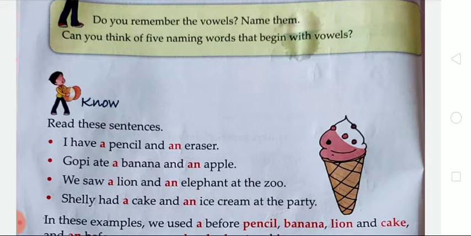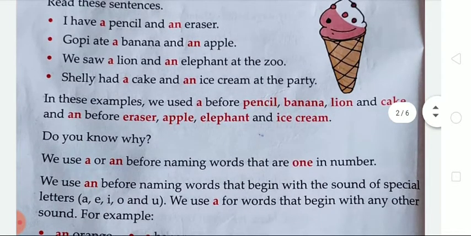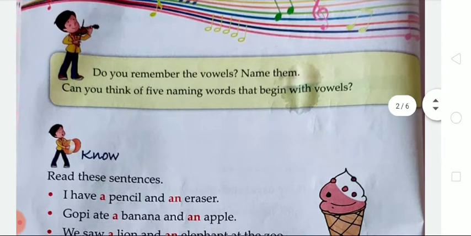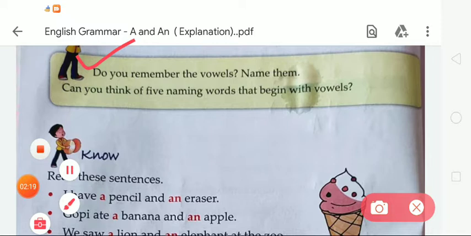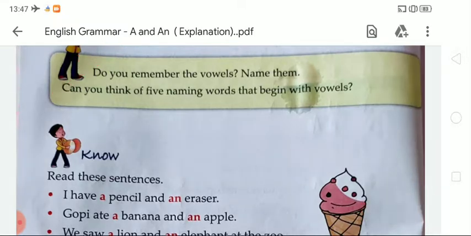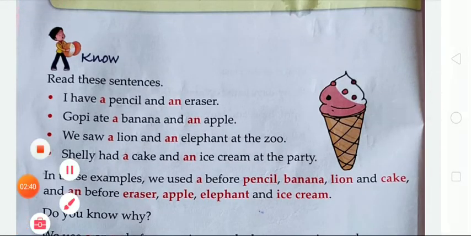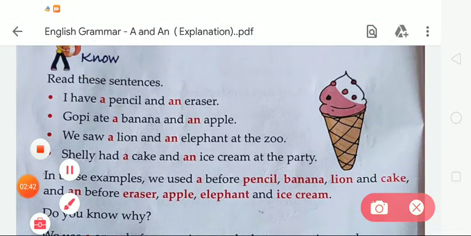Okay students, so first, do you remember the vowels? Here is the question: do you remember the vowels? Name them. We all know that there are 5 vowels in the alphabet and they are A, E, I, O, U. And students, can you think of 5 naming words that begin with vowels? You have to note down 5 naming words that begin with vowels. Now come to the main topic that is given here.